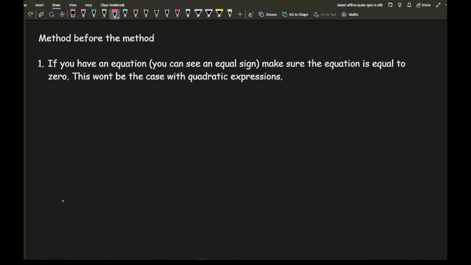So in other words, you may have something that looks like 3x squared minus 18x equals 6. So before going on to factorize that, we need to make sure that we make it equal to 0 first. And also try and keep your x squared positive.